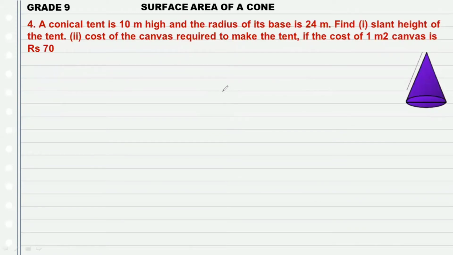We are on exercise number 13.3, question number 4. So question number 4 says that a conical tent is 10 meter high and the radius of its base is 24 meter. Okay, so here they are saying that your conical tent, the cone-shaped tent, is 10 meter high.